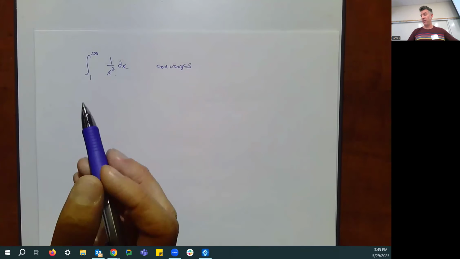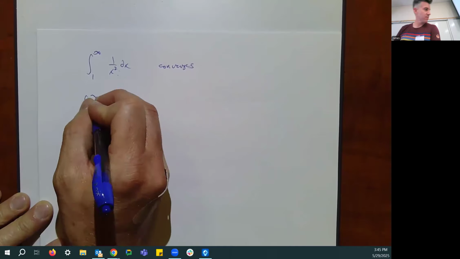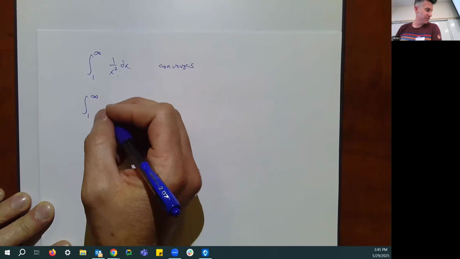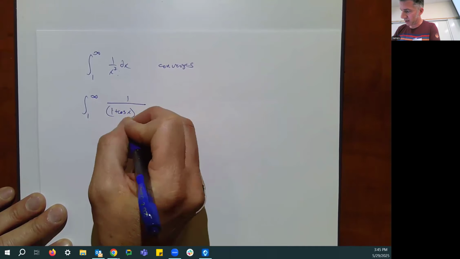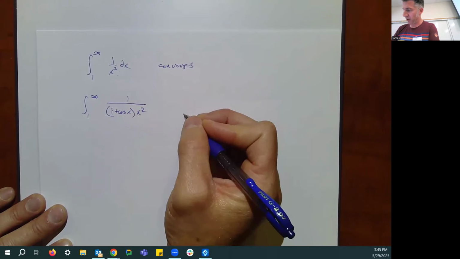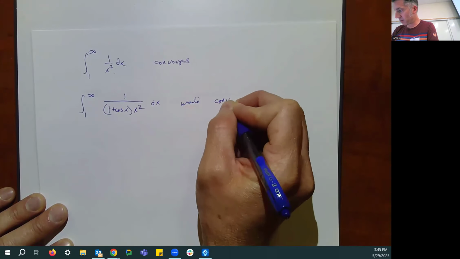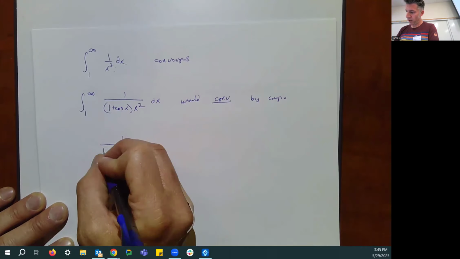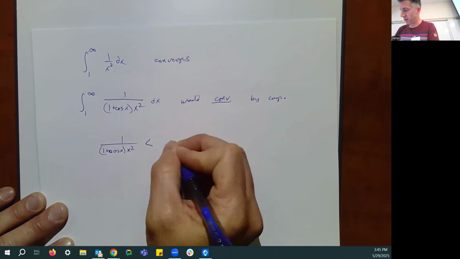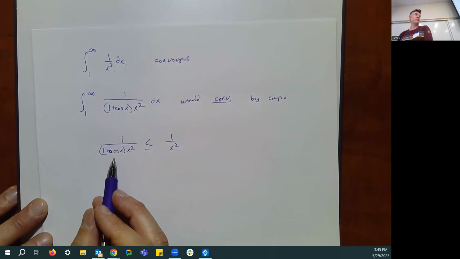So if you had this one, and then you had this integral instead, I'll leave it to you. But if you have this 1 plus cosine x times x squared, this would also converge by comparison, because you can show that 1 over 1 plus cosine x times x squared is less than 1 over x squared, because 1 plus cosine x is always bigger than or equal to 1.